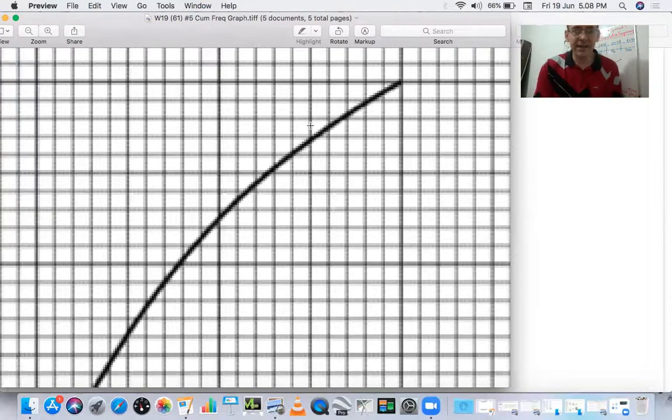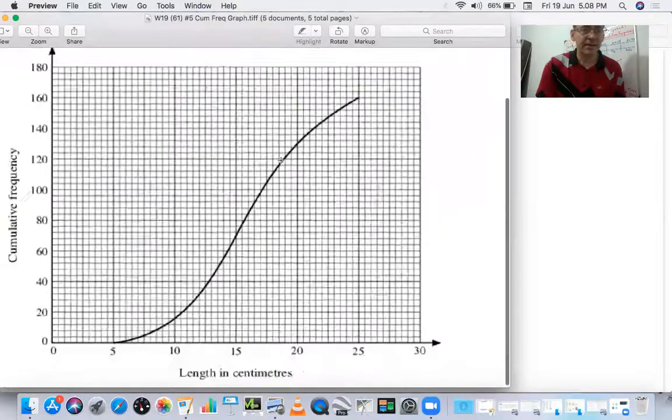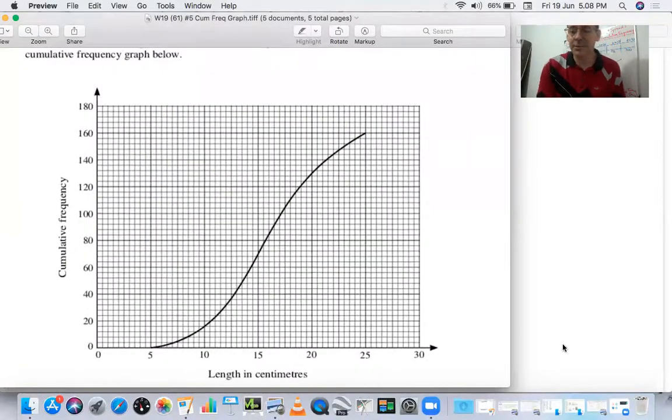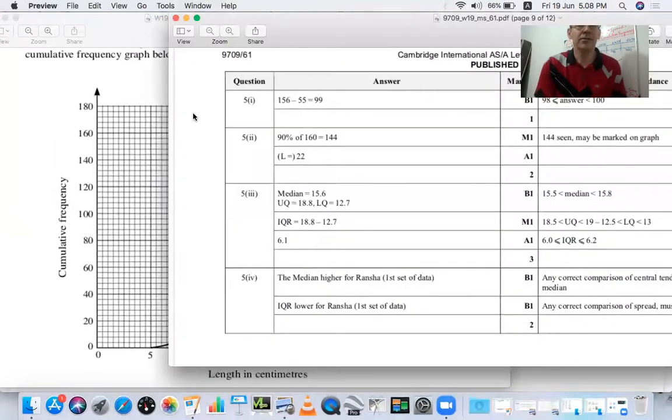Well, the thing is with this, when you look at the mark scheme, let me just show the mark scheme here really quick for you. Notice it says this.